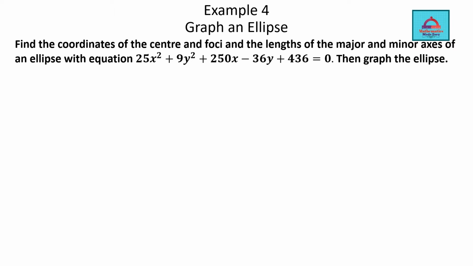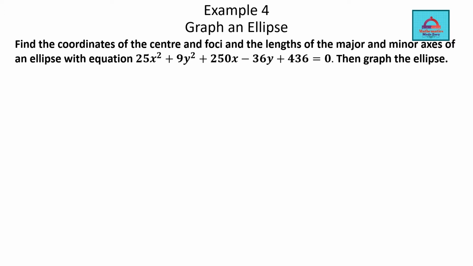Okay, so let's now solve this question. First, I'm going to read it loud and clear for you. So here you need to graph an ellipse. And first you need to find the coordinates of the center and the foci and the lengths of the major and minor axes of an ellipse with the equation which is given to you.